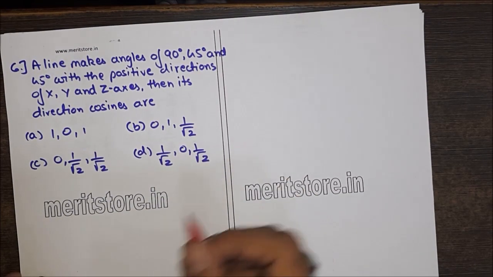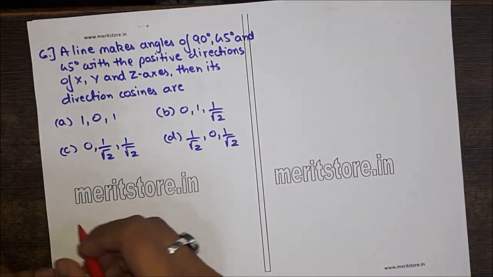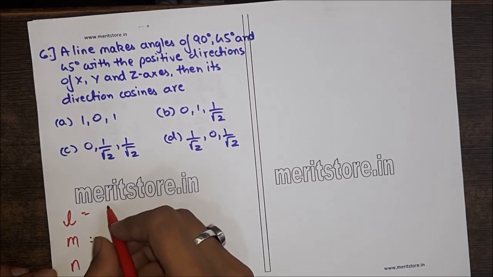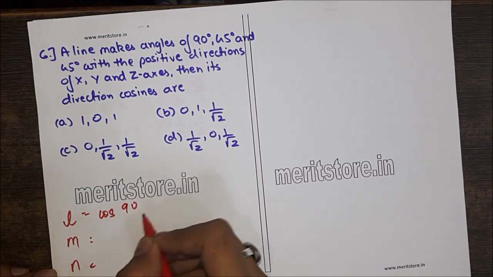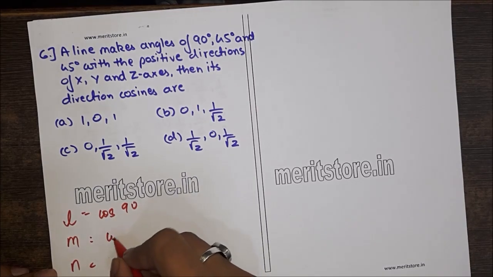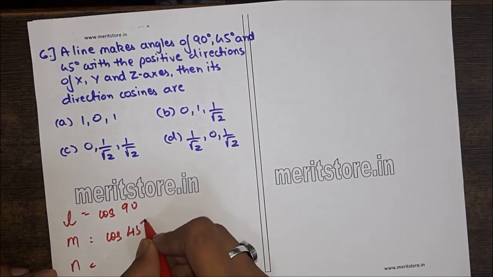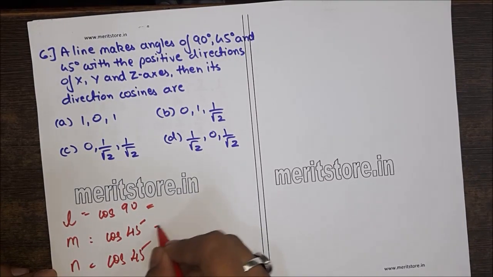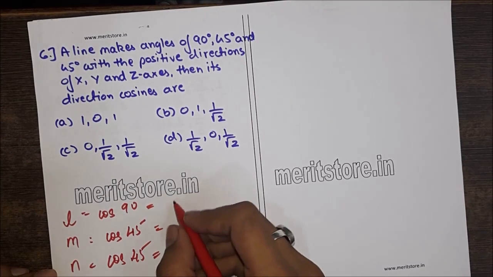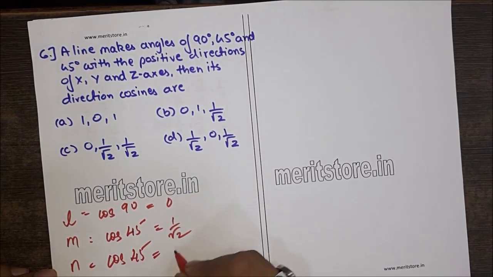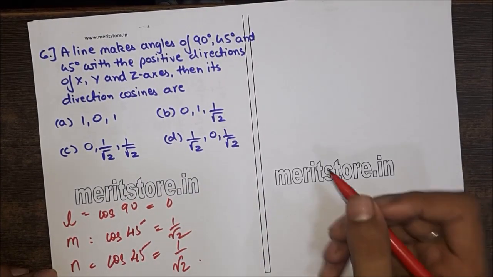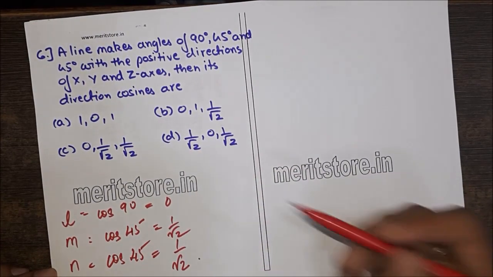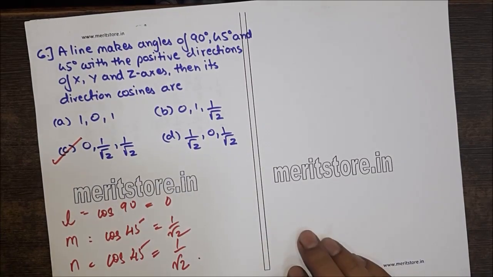Okay, let l, m, n be the direction cosines. Their values would be cos 90, cos 45 and cos 45. So our respective values would be 0, 1 by root 2 and 1 by root 2. So the direction cosines would be 0, 1 by root 2, 1 by root 2. So the correct answer is option C.